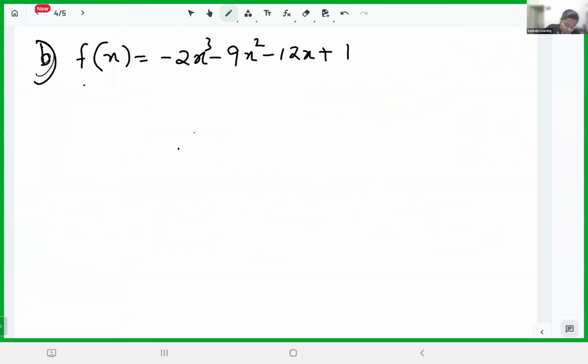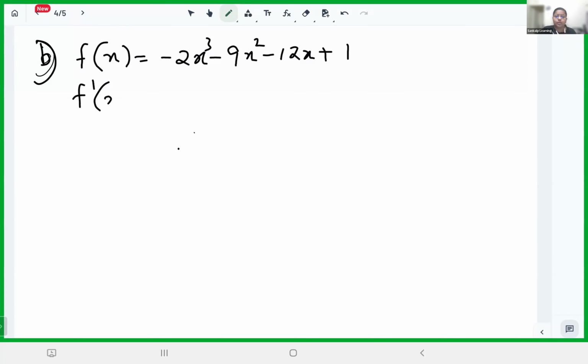So the next function is f of x is equal to minus 2x cube minus 9x square minus 12x plus 1. So this is our function f of x. And what is f dash of x?